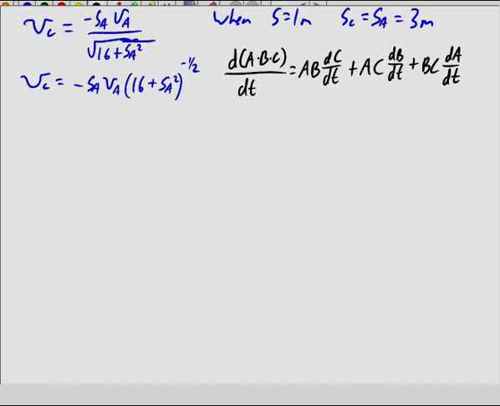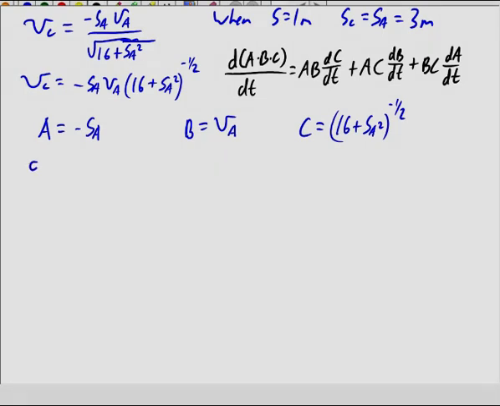So what I'm going to do now is assign a, b, and c to what we have in our equation. This is going to make it a lot easier for bookkeeping and organization, because this can get a little bit messy. So a is equal to negative SA. I'm going to leave that negative in there just so I don't forget it. b is going to be equal to VA, and c is going to be equal to (16 plus SA squared) to the negative 1/2. Now I can find the derivative of each one of those, because we see that that's going to be in our equation as well.